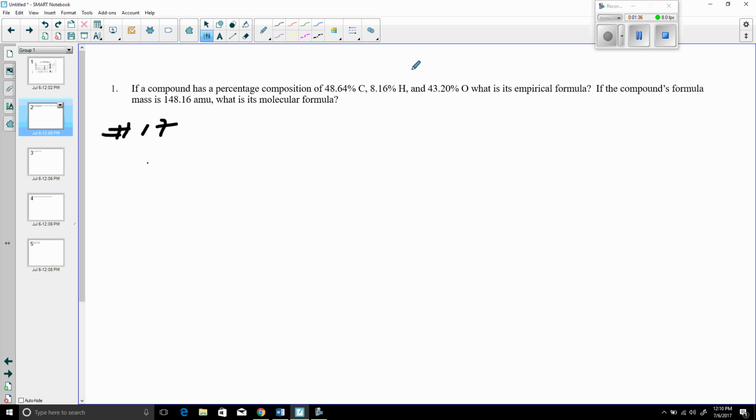So what I can say is I have 100 grams of this substance, whatever it is, and we just know that it's made up of carbon, hydrogen, and oxygen. So if we have 100 grams of the entire composition and 48.64% is carbon, that means you would have 48.64 grams of carbon. And that also means that you would have 8.16 grams of hydrogen. And that also means that you would have 43.20 grams of oxygen. If we add all these up, we have 100 grams. And so that makes that nice.